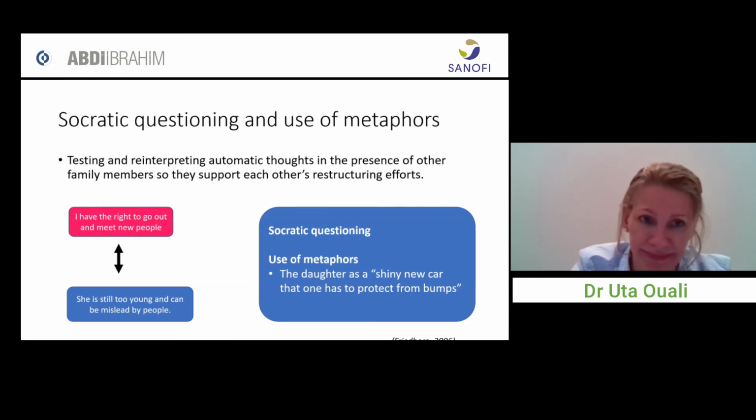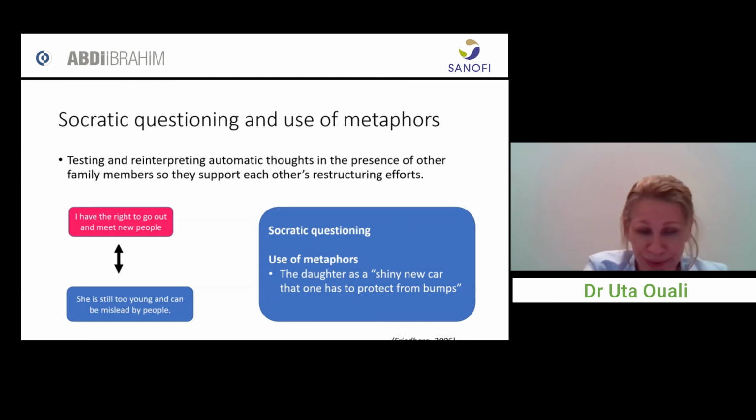You all know that Socratic questioning is used to test and reinterpret automatic thoughts. The interesting thing in CBFT is that this would be done in the presence of other family members, so that they can support each other's restructuring efforts. As an example, I'll give you a family where the adolescent daughter would like to go out in the evening to parties, and the parents won't let her.